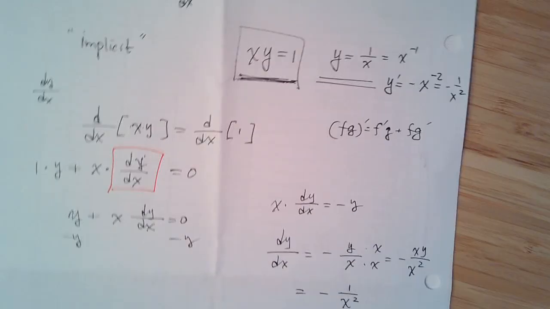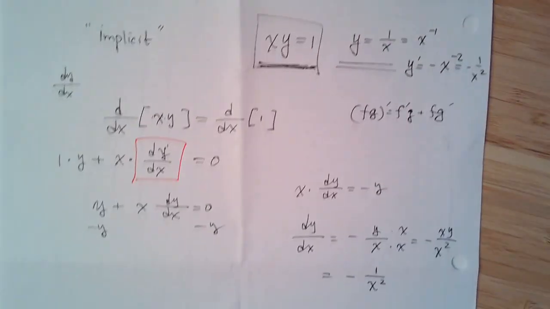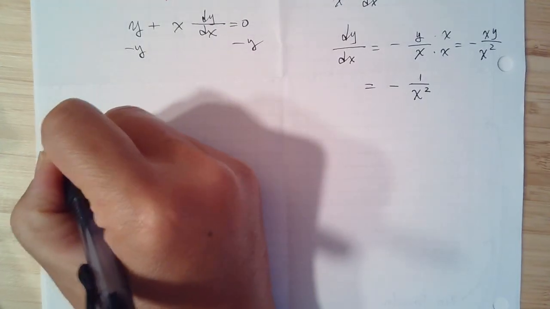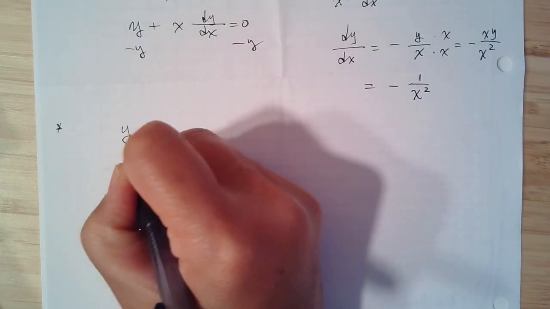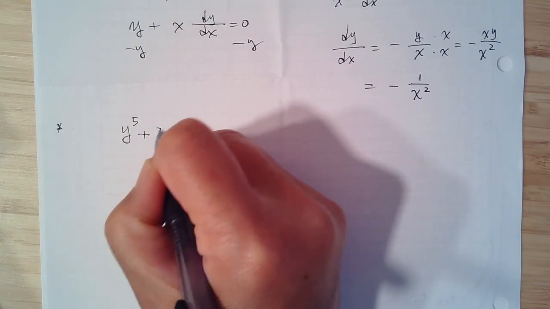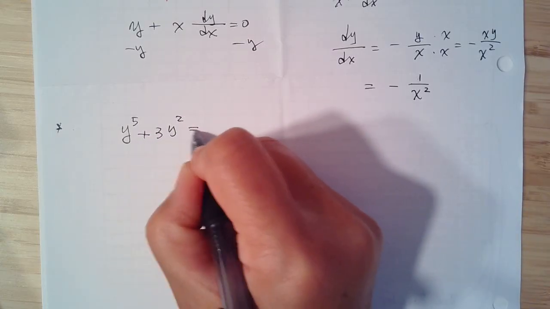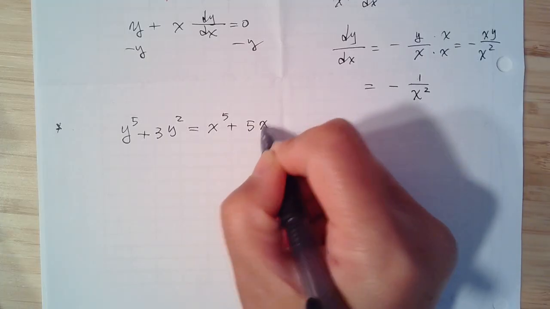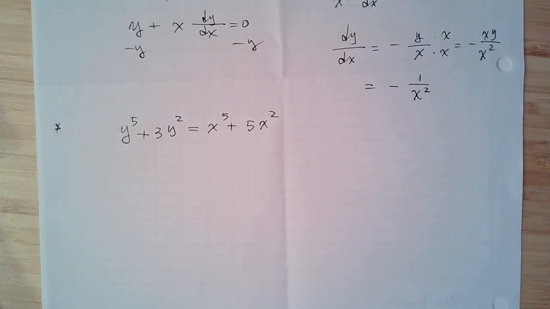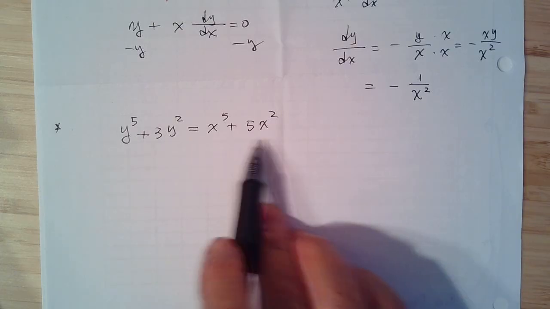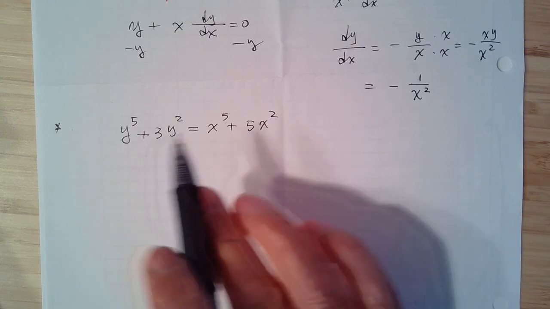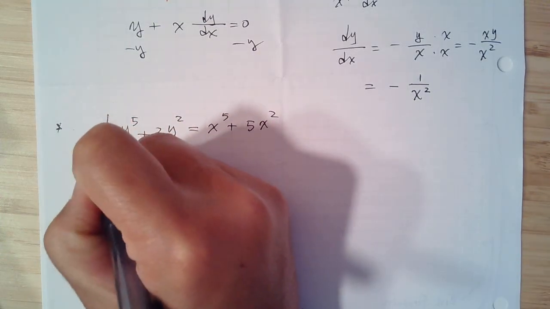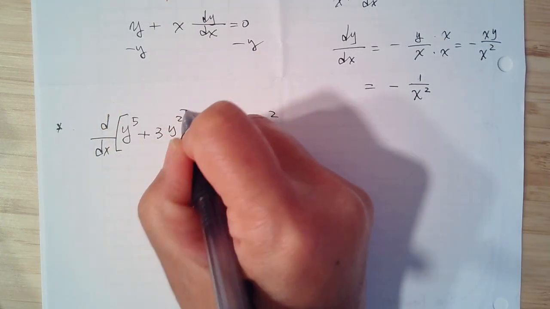Sometimes, like this one, you can even write it in the explicit form, but a lot of times you don't know how to do that. So let me give you this example. y to the fifth plus 3y squared equals x to the fifth plus 5x squared. It's a little different, huh? We have x and y, and there's no way for me to write y equals f of x. I cannot do that.